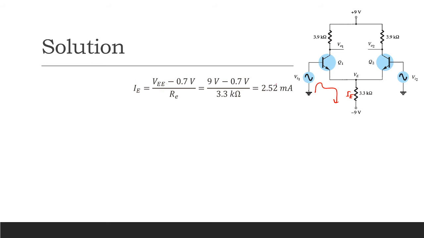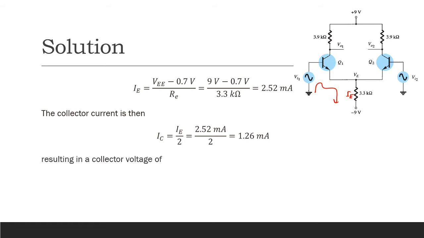So, we have IE equal to VEE, which is 9 volts. So, there's no sign. You might be wondering, sir, why is it not negative 9 volts? That's because we already considered the polarity of VEE when we derived our equation earlier. So, you have 9 volts minus 0.7 volts over 3.3 kiloohms, which is equal to 2.52 milliamperes. That is our IE. With that, we can get the collector current, which is half of our IE, or rather, our tail current.